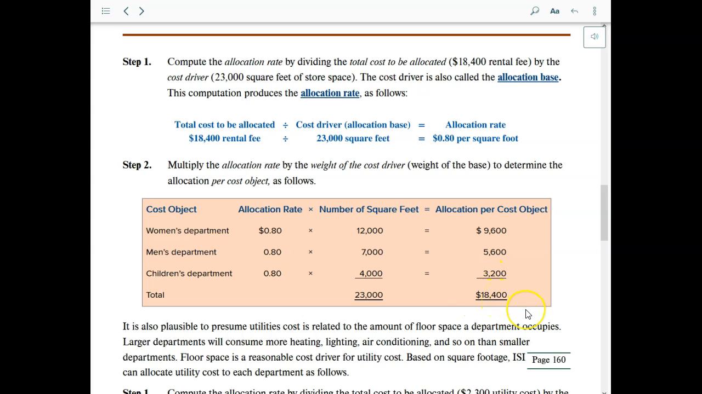This is an indirect cost to these 3 departments. No one department controls all the rental cost. They're all under the same ceiling, same roof. So some people would say this is a fair way to allocate the rental fee of the store. Let's base it on square footage. Okay, so we take the 18.4, divide it 3 ways. Again, not equally, because some departments have more square footage than the others.